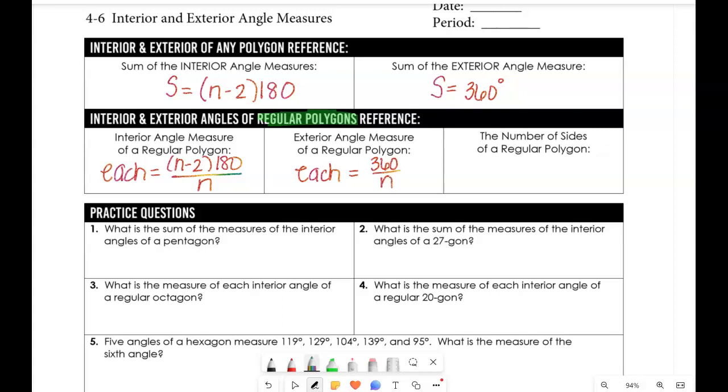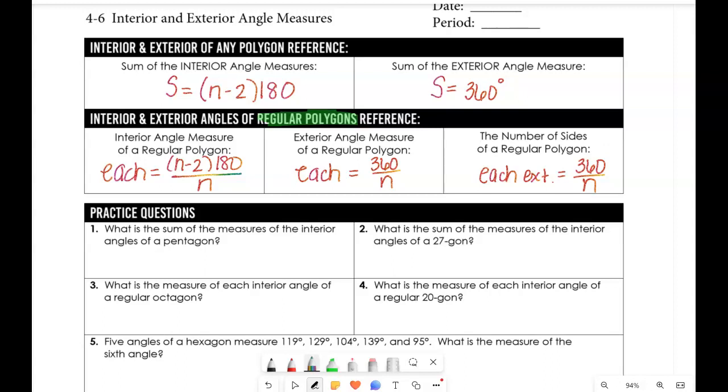And it says for the next one, the number of sides of a regular polygon. Again, each exterior equals 360 divided by n. So we can use that same idea to work backwards to find the number of sides.